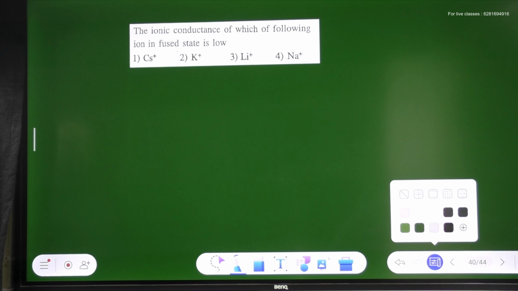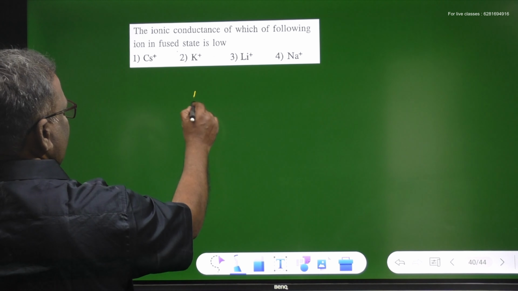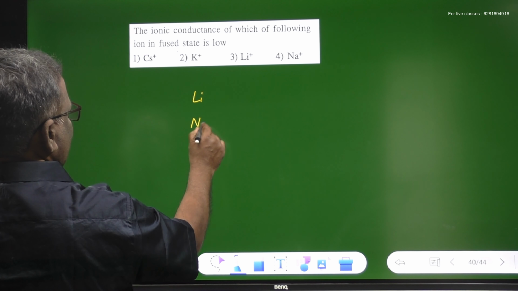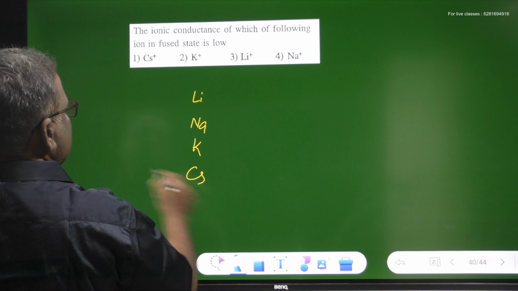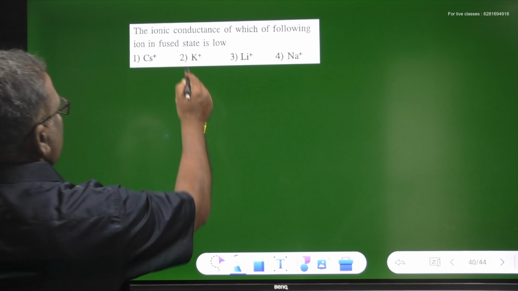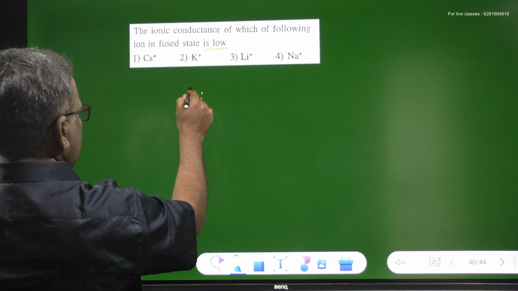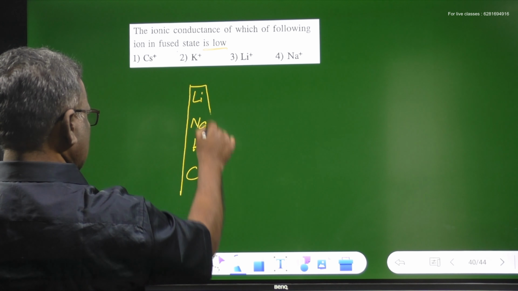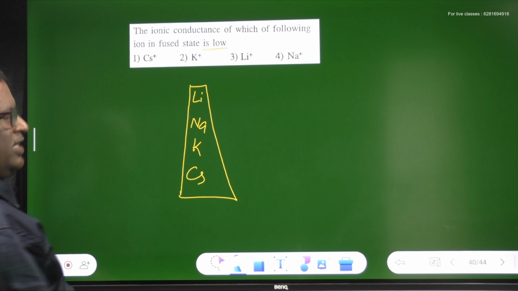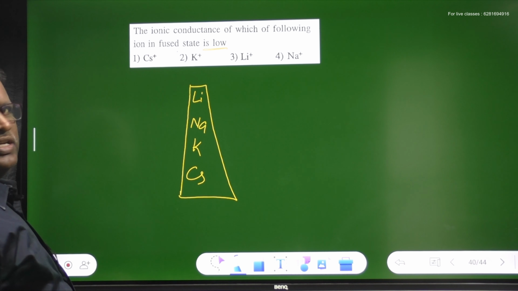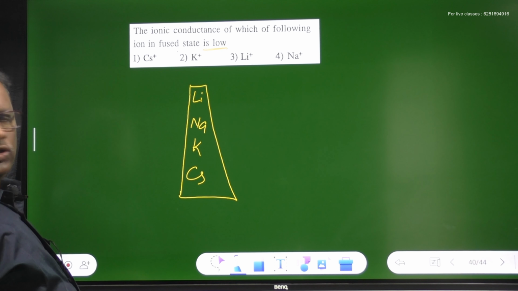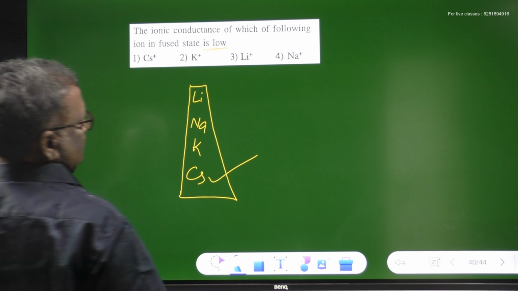Ionic conductance of which of the following ion in fused state is low? Fused state means here lithium, sodium, potassium, cesium. So if we move from top to bottom, size of the cation is increasing. When size of the cation is increasing, its mobility will decrease. So it will have the least conductance.